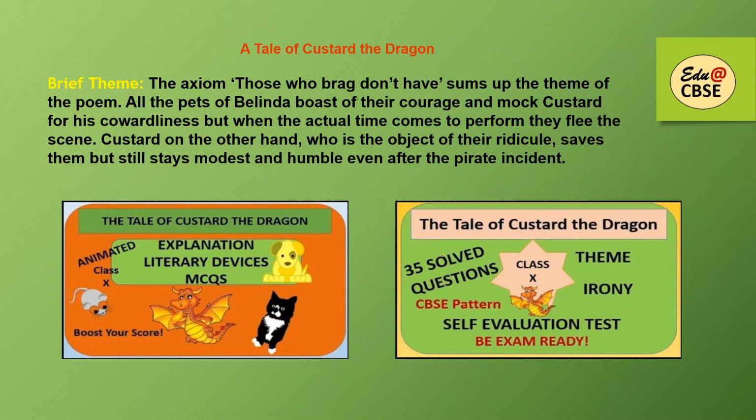35 questions are already uploaded in this video. So you can go and have a look at all these questions, and these questions are in addition to these 35 questions. So the axiom, those who brag don't have, sums up the theme of the poem. So those who brag don't have.